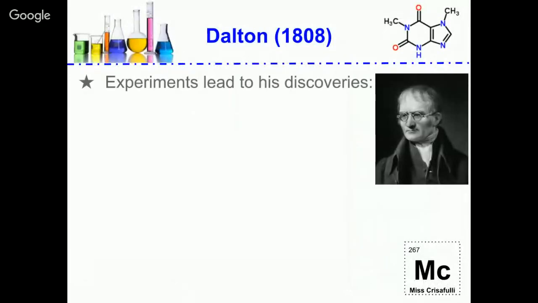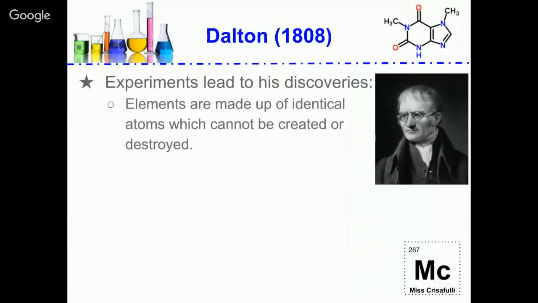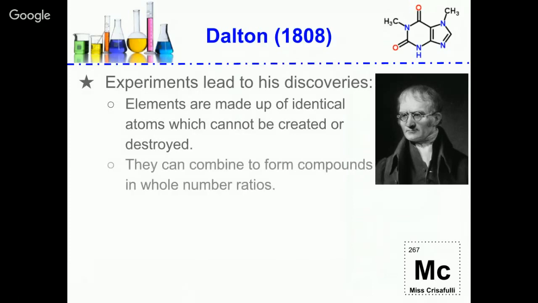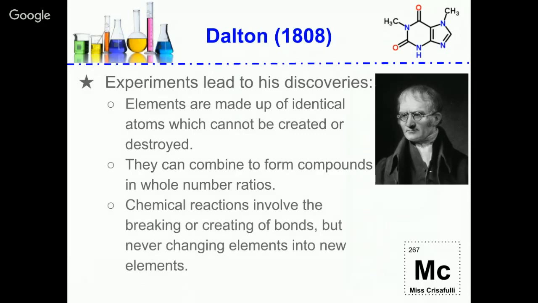Dalton's experiments led to his discoveries, which were the following: that elements are made up of identical atoms which cannot be created nor destroyed. They can combine to form compounds in whole number ratios. And chemical reactions involve the breaking or creating of bonds, but never changing elements into new elements. So these are the three main things that Dalton's experiments led to him discovering about the atom.